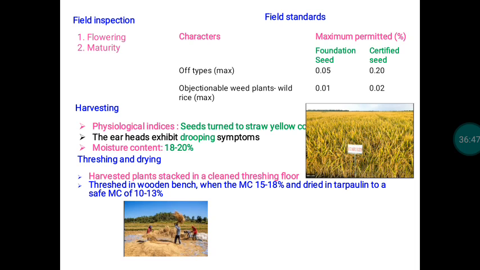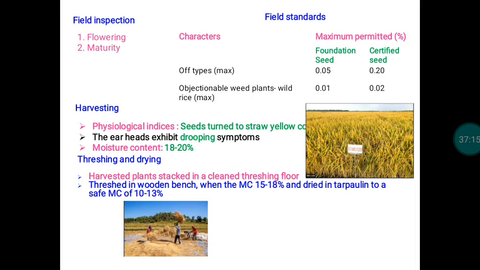If it is a seed crop, it should be subjected to field inspection. In the case of paddy, the seed certification officers will visit your field during flowering and maturity time. They will get into the field and check the field standard, mainly the percentage of off-type and objectionable weed plants, and verify all those things.